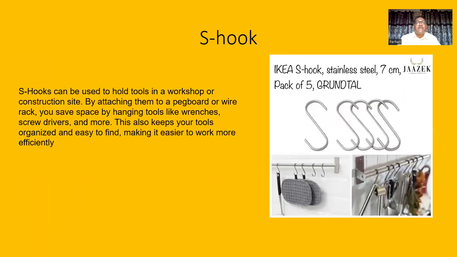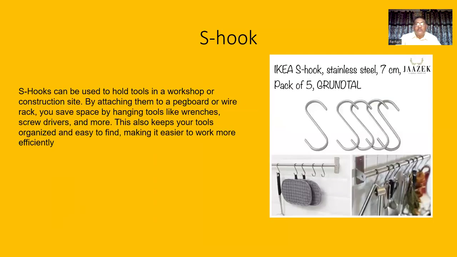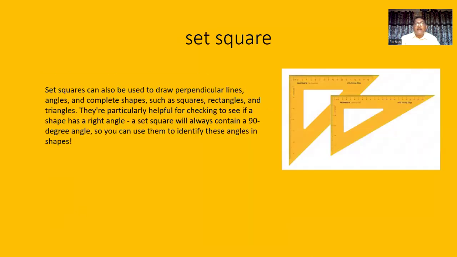Okay. Then we have S hooks. S hooks can be used to hold things. If you pay attention to this diagram, you will see that the S hooks are used to hang things with a rod. So then we have scissors. Scissors are used to cut cards, to cut paper, or cut a pipe, cut plastic.